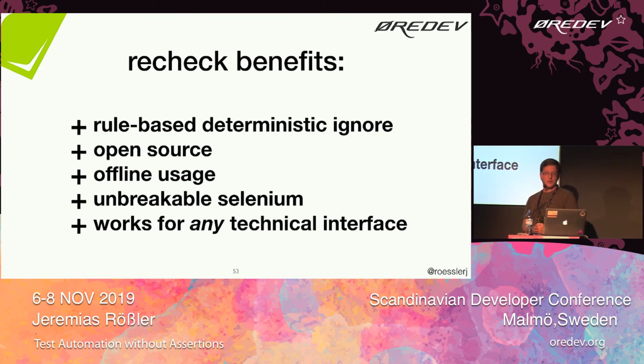So, to summarize, what Recheck gives you is a rule-based, deterministic ignore mechanism. There are other tools out there, for instance, I don't know if you know Applitools, that use AI to find non-meaningful differences and filter out the irrelevant changes for you. But then you depend on the AI to do that for you, right? And the AI has to learn, and it's kind of unpredictable in a way. This is rule-based, so you can define your rules.